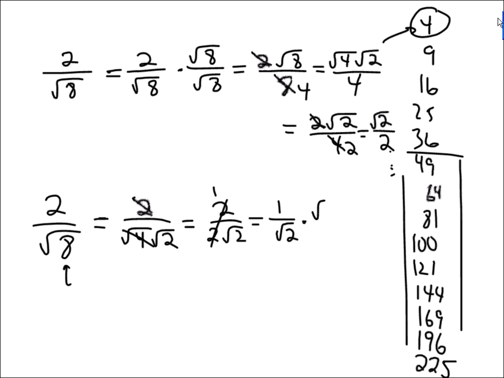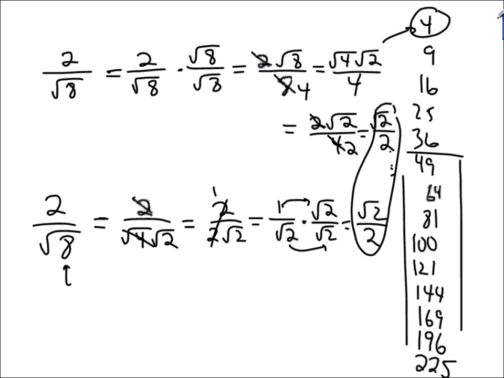And now I multiply top and bottom by square root of 2. Square root of 2 times square root of 2 is 2. And 1 times square root of 2 is square root of 2. Got the same answer. In my opinion, it was cleaner to do it that way, especially if this number is large. 8 wasn't so large. You break things down first and you get smaller numbers.